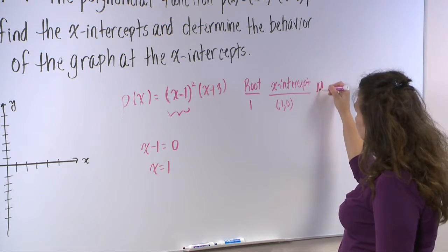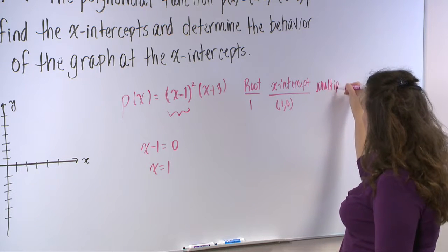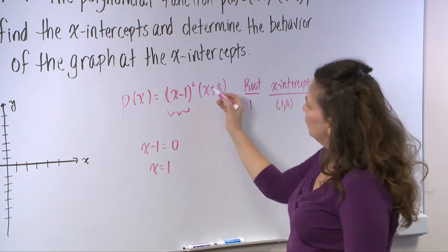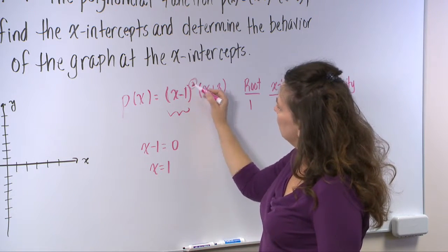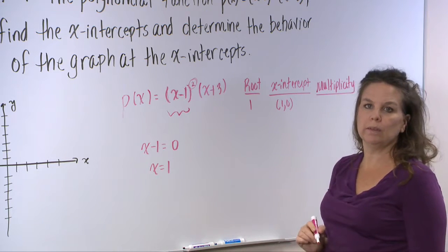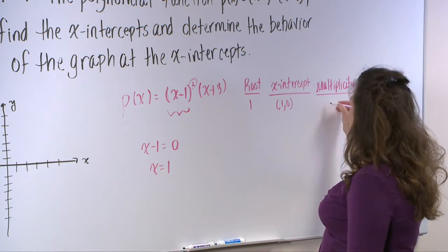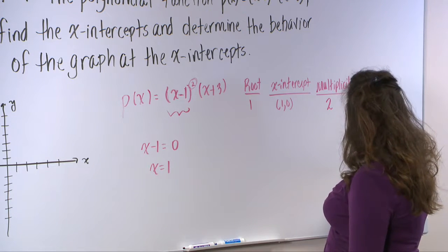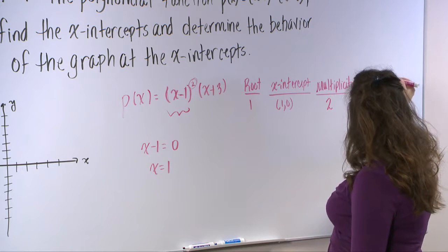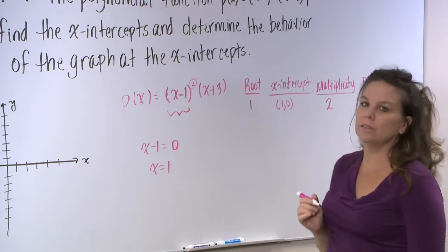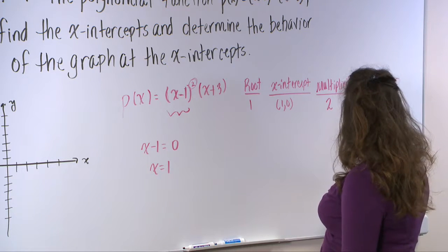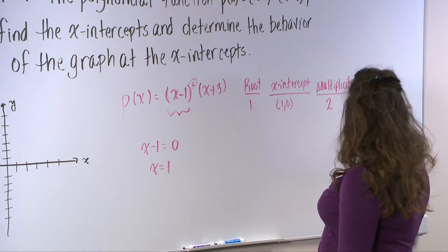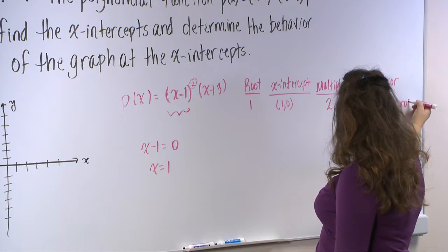So the multiplicity of this particular root corresponds with our exponent here. That factor of x minus 1 occurs twice, so its multiplicity is 2. And the behavior of the graph at this x-intercept is that it will touch the x-axis, not cross.